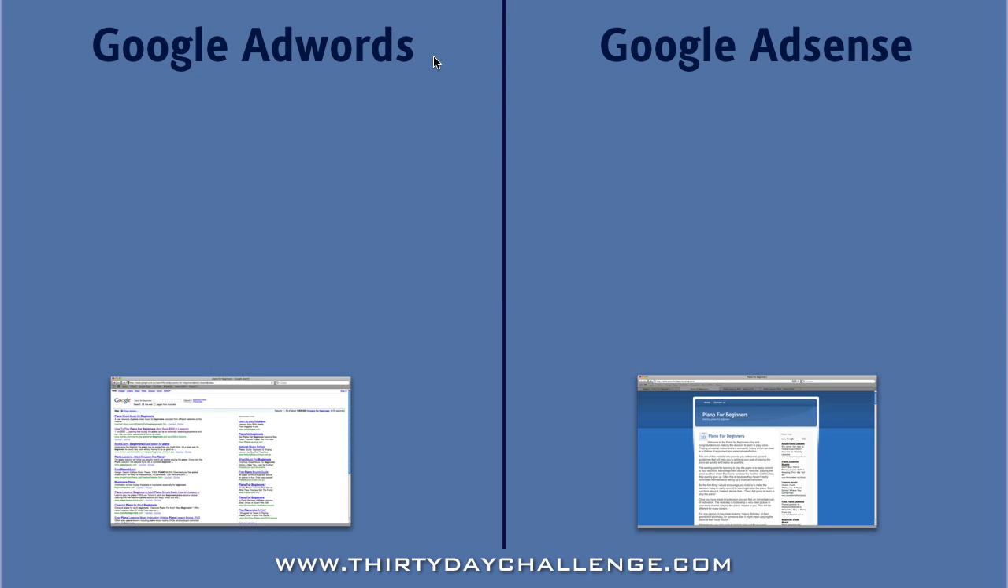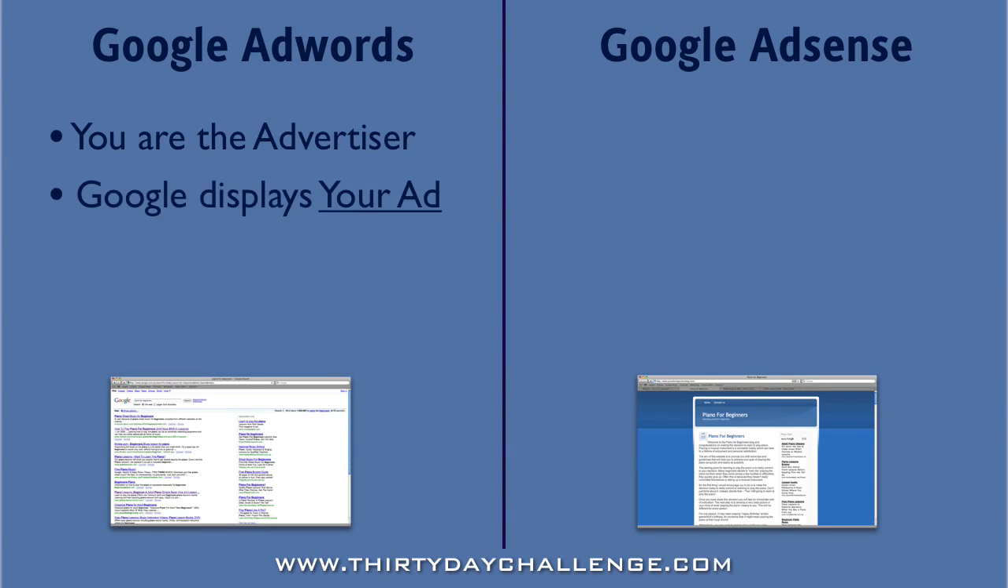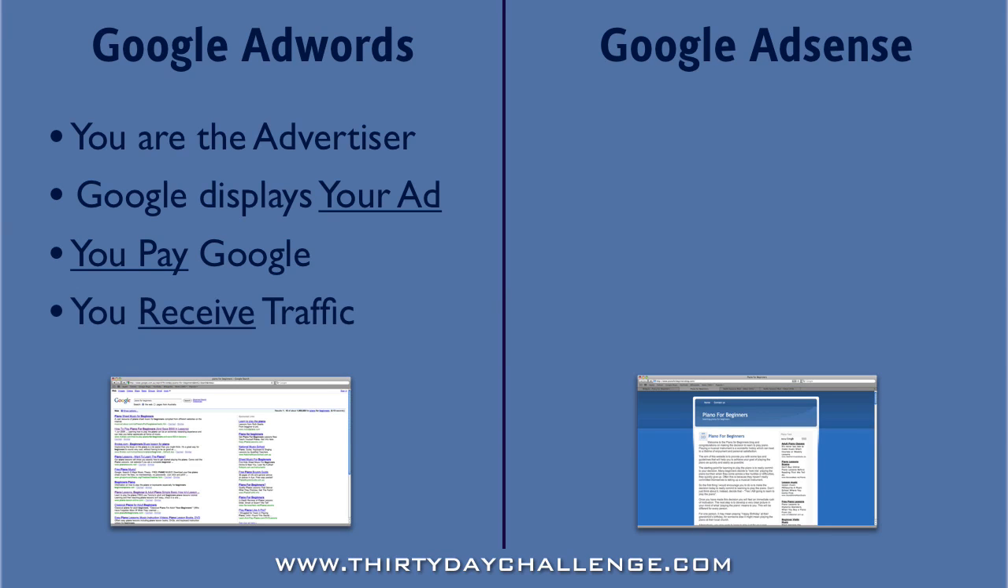When using Google AdWords, you are the advertiser. You create an ad, and then Google displays your ad next to its search results. When someone clicks your ad and visits your site, you pay Google a small amount of money per visitor. As a result of these clicks, you receive traffic to your website.